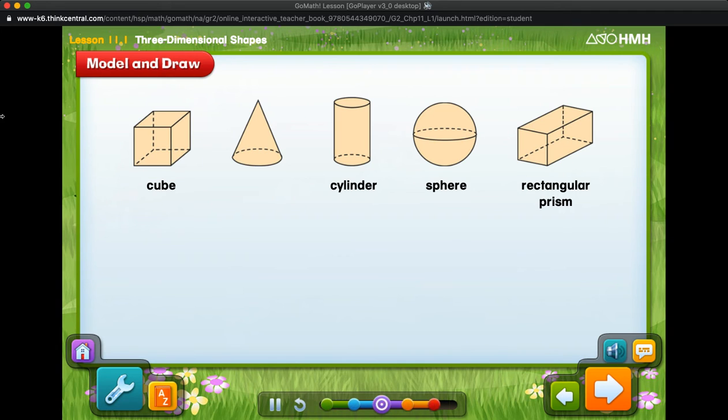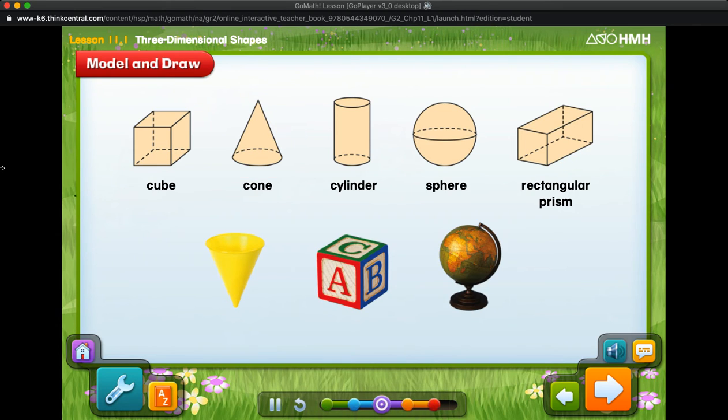A cone has a curved surface. It also has one flat surface that's a circle. Which shape is a cone? Okay, and so when we look at this one, it has one flat surface that is a circle. So this one is the cone. That's right. This shape is a cone. Now let's match real objects to these shapes. Select the shape that matches the shape of a globe.